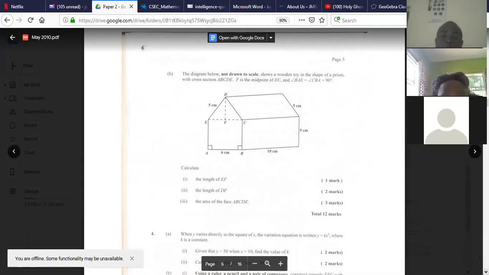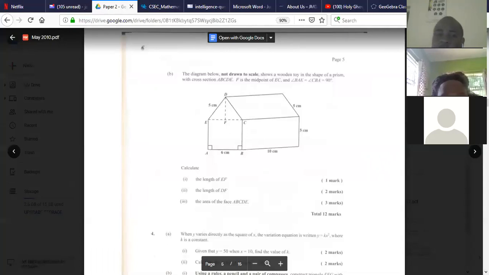This is measurements. All right, let's go. The diagram below is not drawn to scale. What does it mean, not drawn to scale? Not accurate, not accurately drawn. It shows a wooden toy in the shape of a prism with the cross section ABCDE.